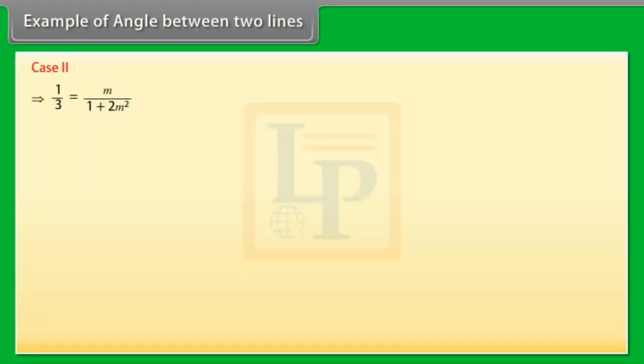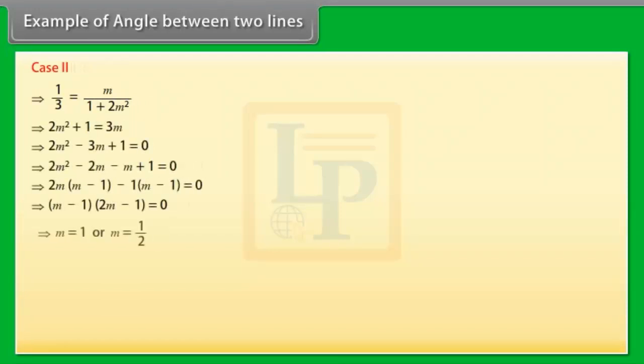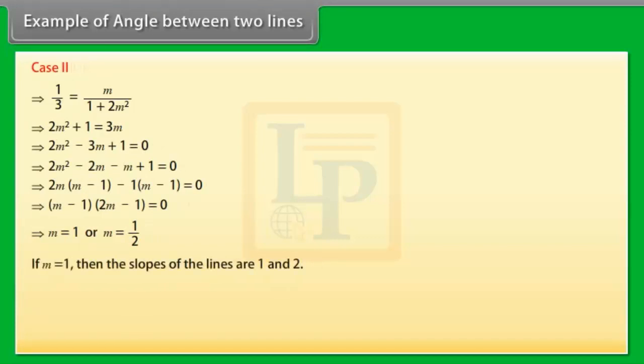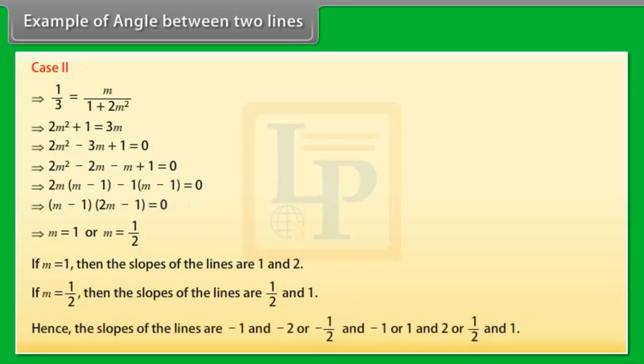Case 2. 1/3 = m/(1 + 2m^2). On solving, we get m = 1 or m = 1/2. If m = 1, then the slopes of the lines are 1 and 2. If m = 1/2, then the slopes of the lines are 1/2 and 1. Hence, the slopes of the lines are -1 and -2, or -1/2 and -1, or 1 and 2, or 1/2 and 1.